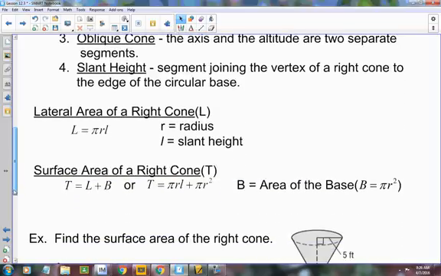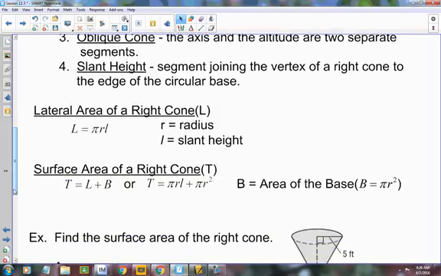The formula is basically half the circumference times the slant height. It's a lot like the prism, or the pyramid, except it's pi times the radius times the slant height. This is more of an expanded version. The total surface area is, again, the lateral plus the area of the base. The area of the base is always a circle. So the expanded version of this would be pi times radius times the slant height plus pi r squared.